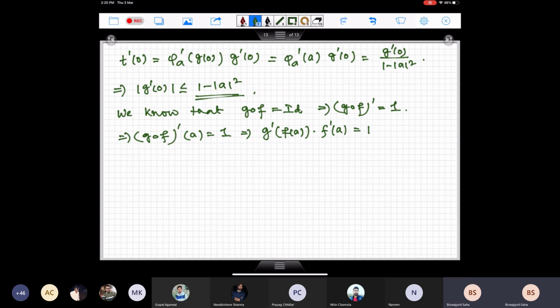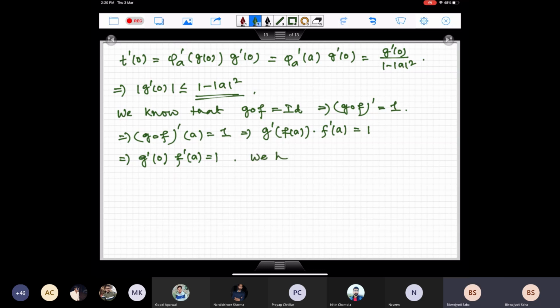So this product should be equal to 1. So that means g prime, what is f of a? f of a is 0, and g prime of 0 into f prime of a is equal to 1. So this is what I am getting. All of you agree to that? Yes, sir. Okay.